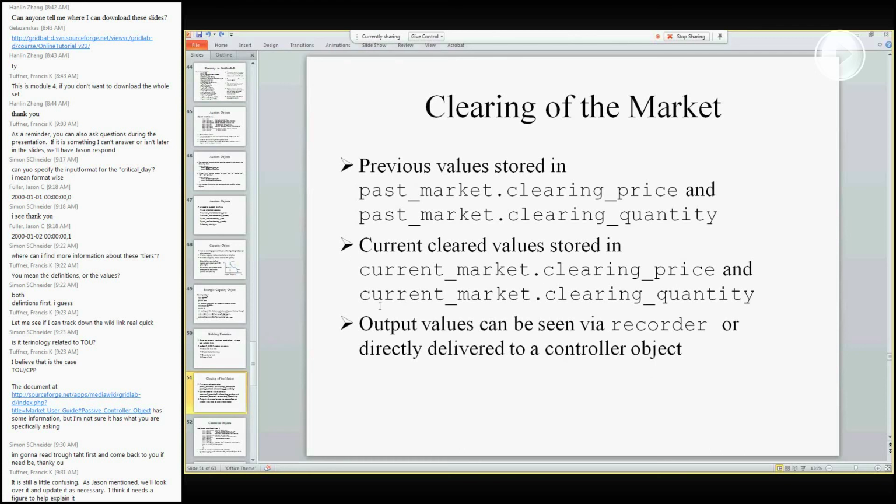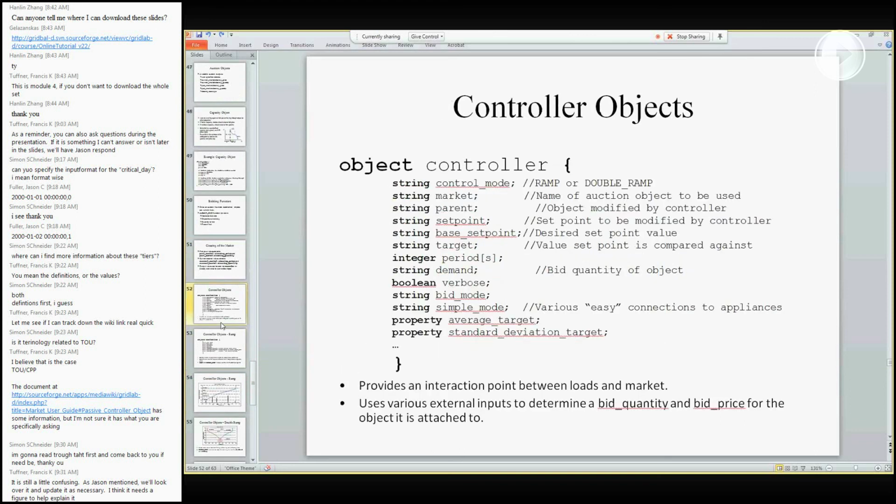Whatever market we are in, which will be the cleared market plus your time period. So your current market will be, say, from 1 o'clock to 1:05. Then your past market would be 12:55 to 1 o'clock. Fairly simple, straightforward. And all these values, of course, can be seen by your recorder objects, or what's more important for what we're trying to do here is they can be delivered directly to your controller object for response. Which leads us into the next step, which is the actual controller object itself.